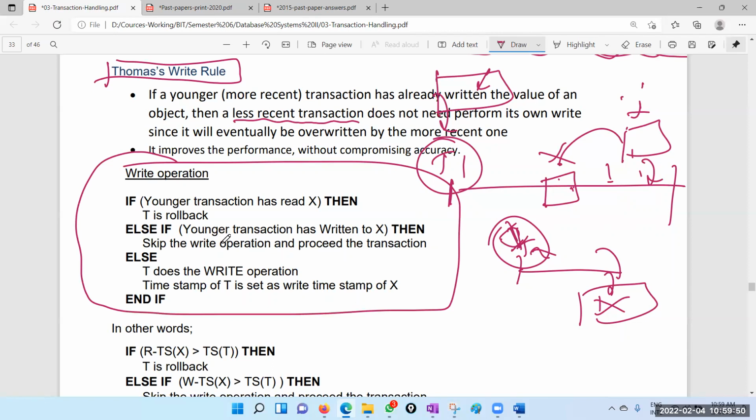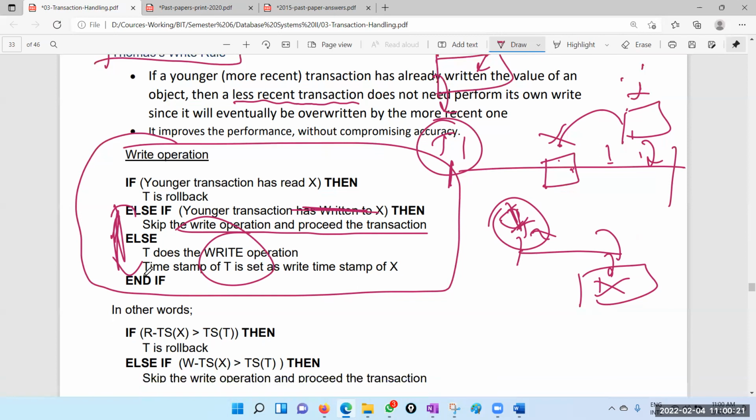So here, if a younger transaction has written, you skip the write operation. Only if not, you do your write operation and update the timestamp. Okay, so therefore this one is now updated. Earlier you always wrote it, but now you check whether a younger transaction has written to it. If so, you don't do your write operation and proceed. Otherwise, you do the write operation and update the timestamp.